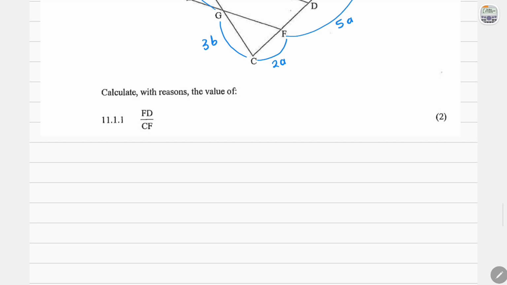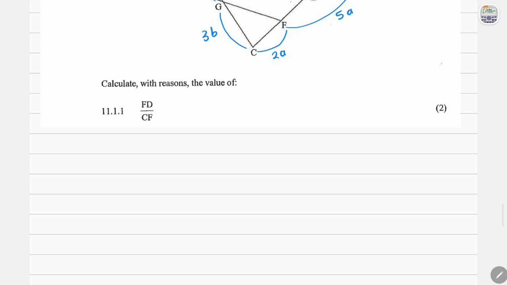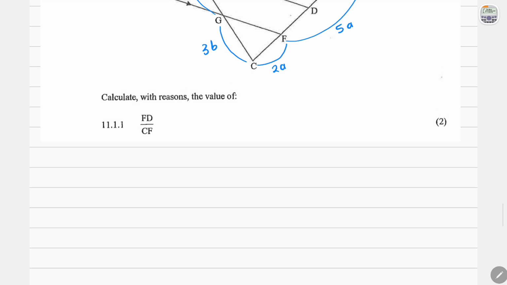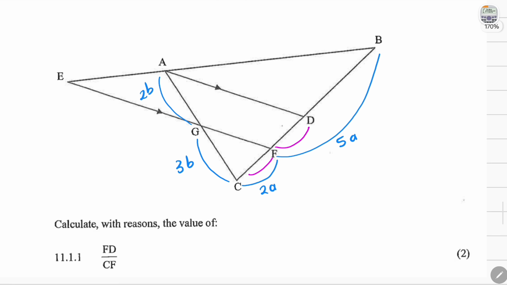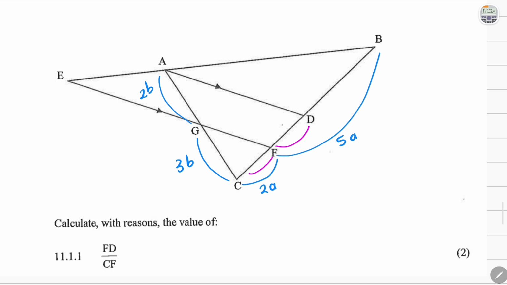Let's answer their questions. The first question says, calculate with reasons the value of FD over CF. Let's see where that is. FD over CF. This one is very simple. It's something that you already have. Do you see that we have a triangle, an upside down triangle? And you already know that AD is parallel to GF. So because these lines are parallel, we can use the proportionality theorem here.